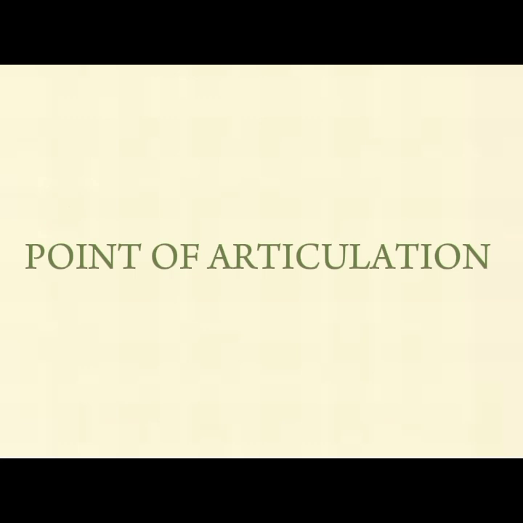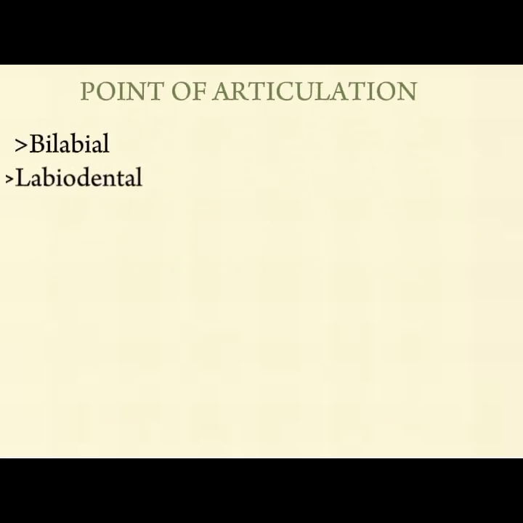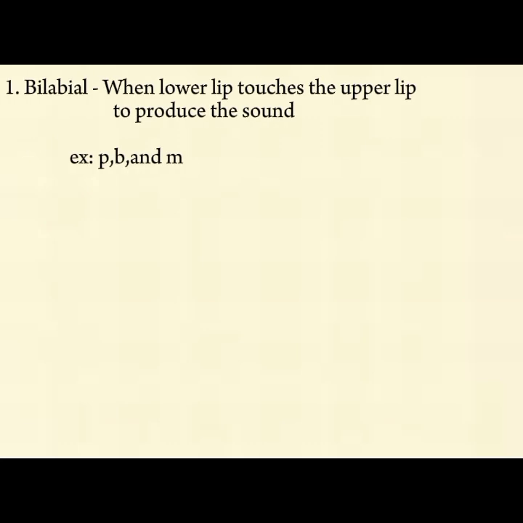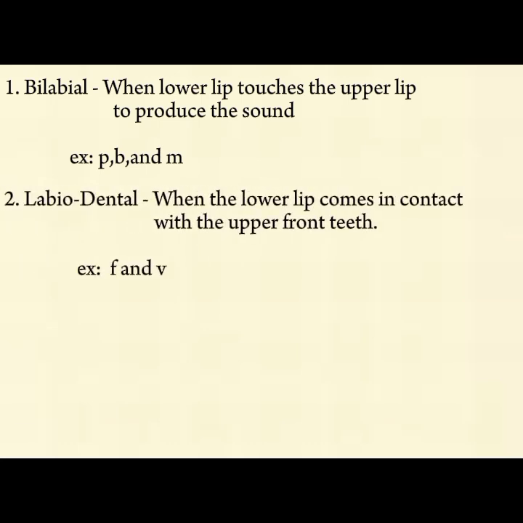Point of articulation. We have the bilabial, labiodental, alveolar, post-alveolar, palatal, velars, and glottal. Bilabial, when lower lip touch the upper lip to produce the sounds. For example, P, B, M. Napapansin nyo, ang lower lip natin is natatouch ang upper lip. Next, we have the labiodental. Labiodental, when the lower lip comes in contact with the upper front teeth. For example, F and V, and mapapansin natin, yung lower lip natin is napupunta sa upper front teeth.